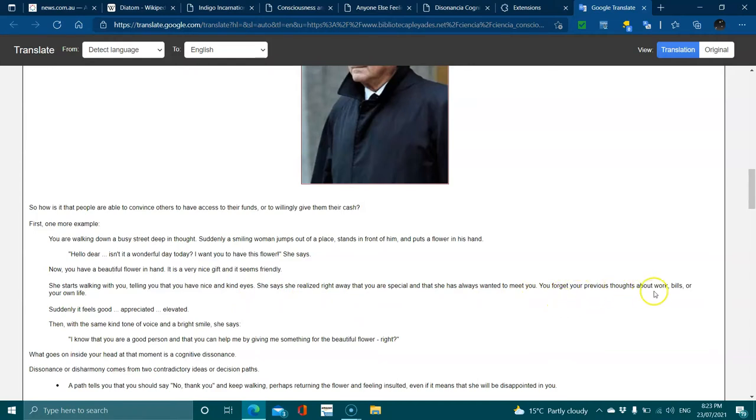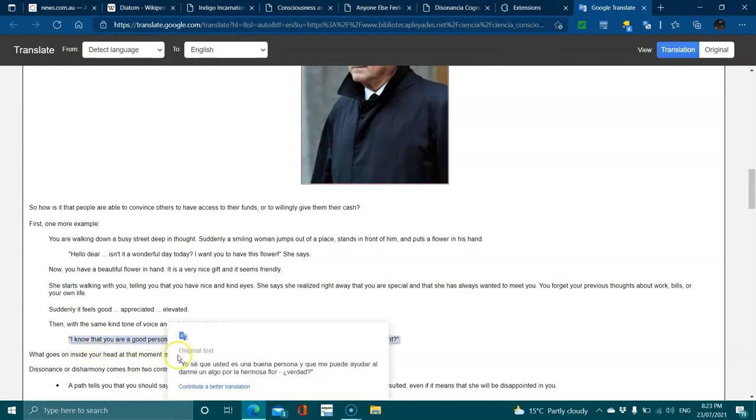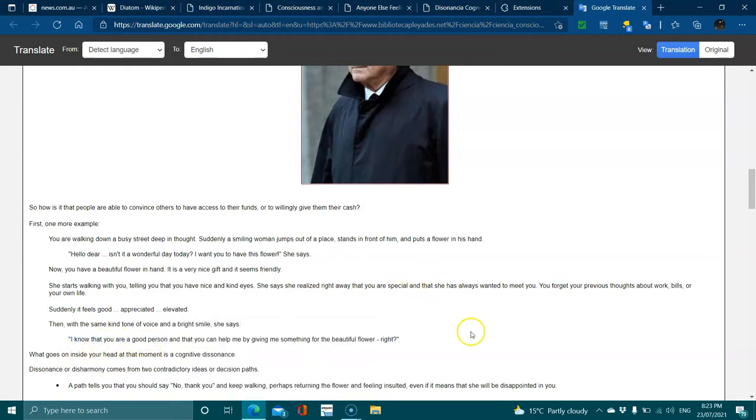You forget your previous thoughts about work, bills, or your own life. Suddenly, it feels good, appreciated, elevated. Then, in the same kind tone of voice and with a bright smile, she says, "I know that you're a good person and that you can help me by giving me something for the beautiful flower, right?" What goes on inside your head at that moment is cognitive dissonance.